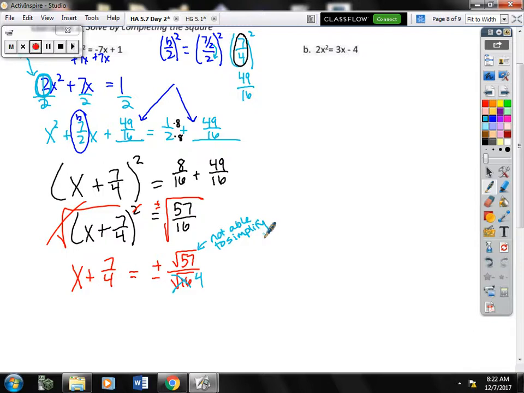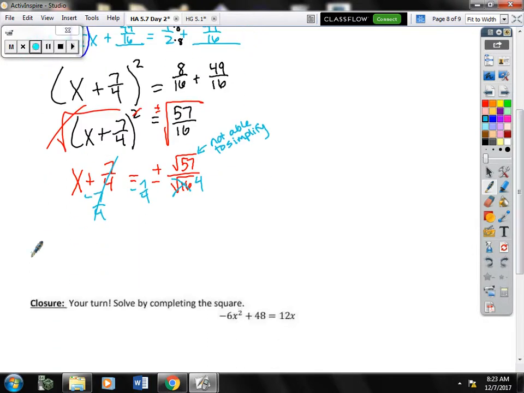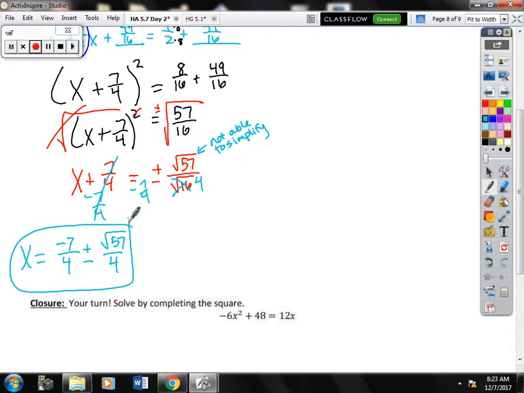But we will need to move the 7/4 over. So subtracting 7/4. And negative 7/4 plus or minus the square root of 57 over 4. Again, the answer key from the book may write this as one fraction. I don't care how you write it, if you leave it separately or if you combine. Now make sure you realize if these did have different denominators, you would have to find a common denominator before you combined them. But in that case, we can leave it like that.